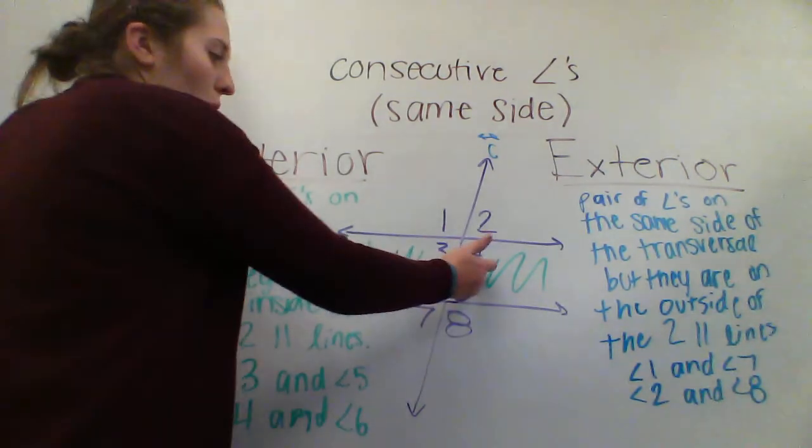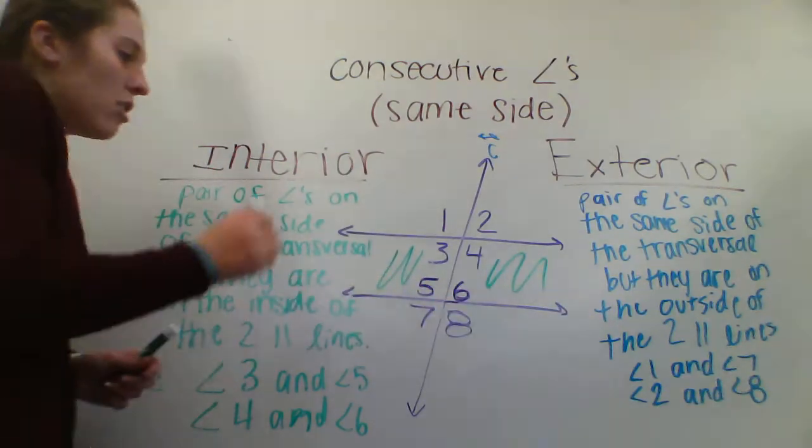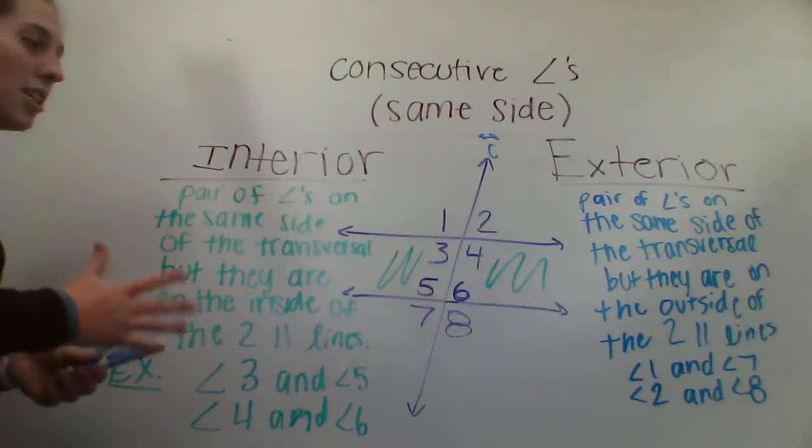The same thing goes with 4 and 6. They're both on the right of the transversal, so we know that those are same side interior angles.